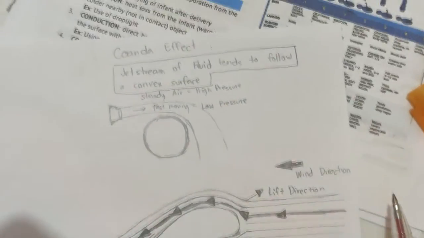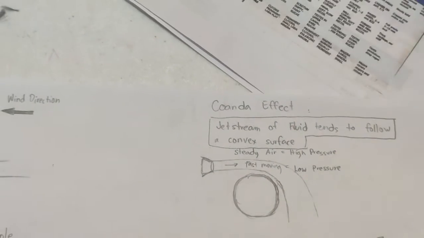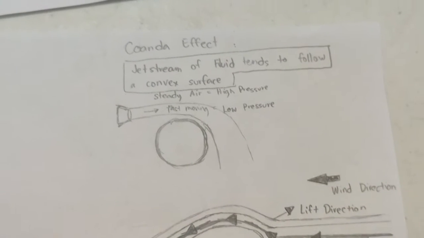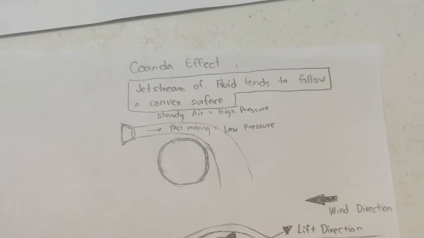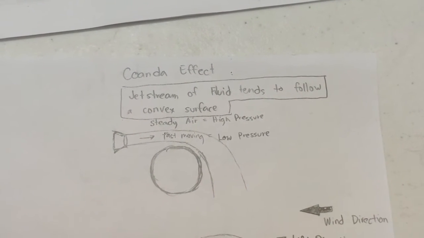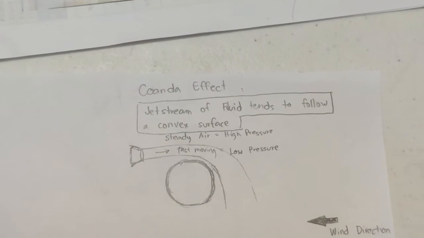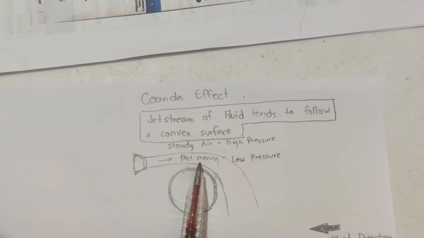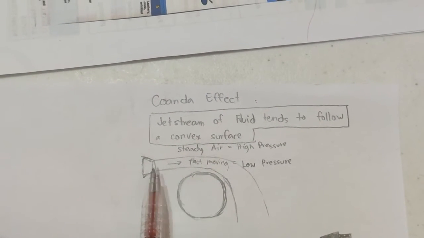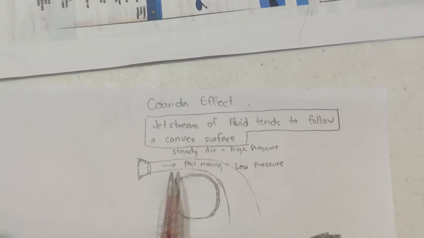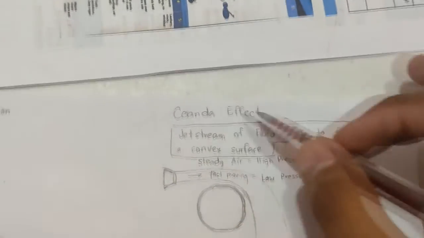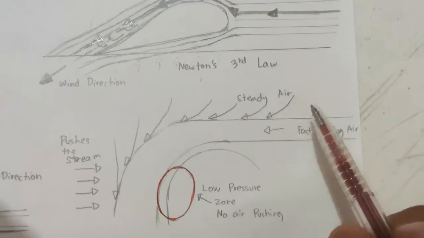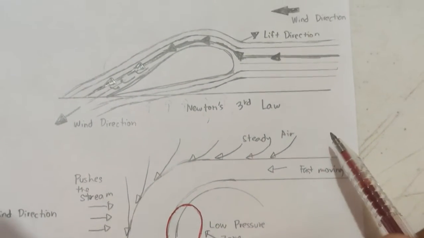Another reason why the airfoil design produces lift is because of the Coanda effect. The Coanda effect is a phenomenon wherein a jet stream of fluid tends to follow a convex surface. It is because a jet stream commonly travels at a fast speed. As we can see, this is a stream of fluid. It is fast moving, therefore low pressure. The air around the jet stream is steady, therefore the pressure is high.